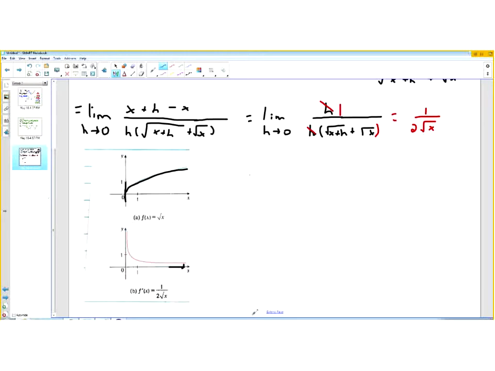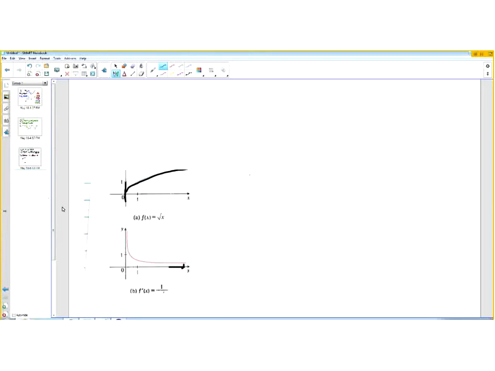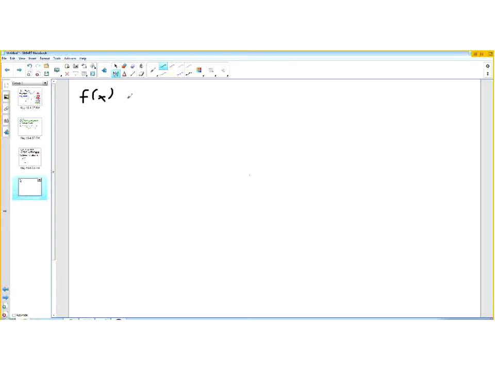All right, so let me do one more example. Let's find the derivative of a rational function. So f of x is equal to 1 minus x over 2 plus x. All right, and so we'll use the definition. The derivative of the function is the limit of the difference quotient.